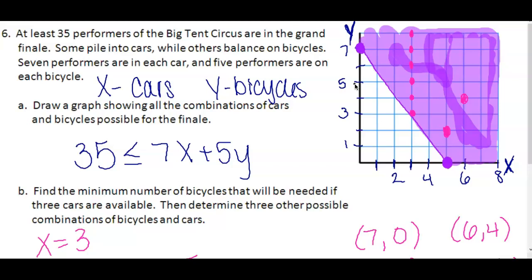So if 3 cars are available, I go over to my graph and say, okay, x is equal to 3 happens along this line right here. So that means I could pick any point along that line. So my y value could be 4, it could be 5, 6, up to 7, 8, etc. As long as my x was 3. I talk about different solutions for that.